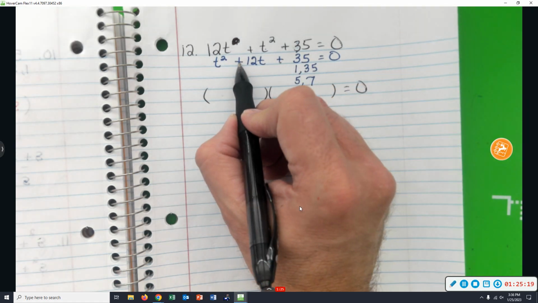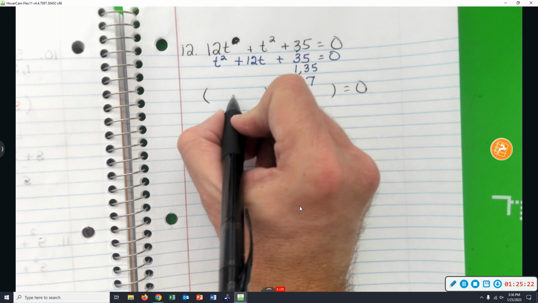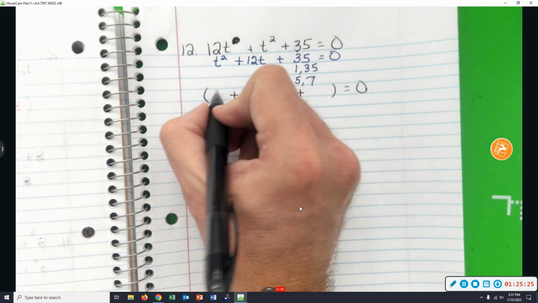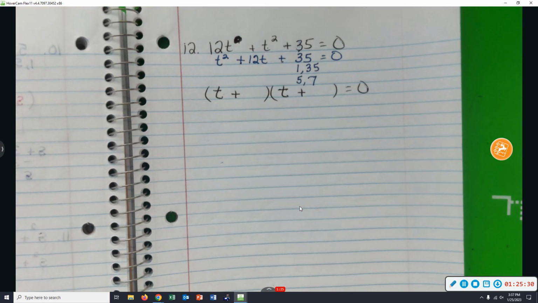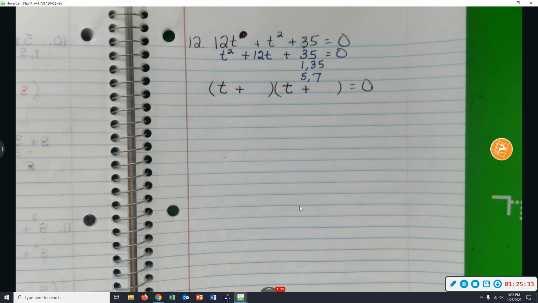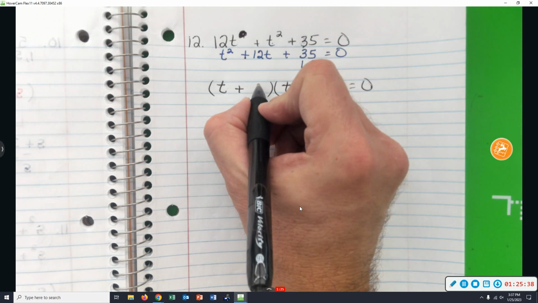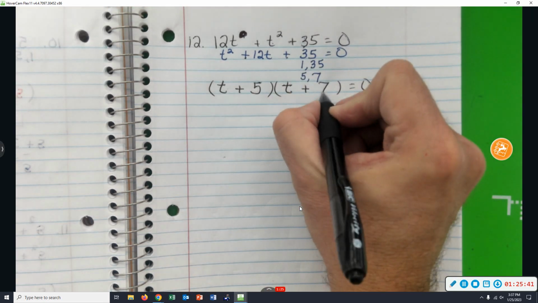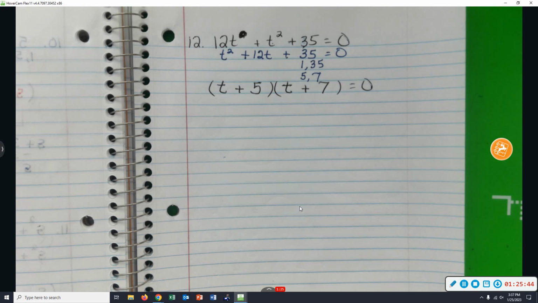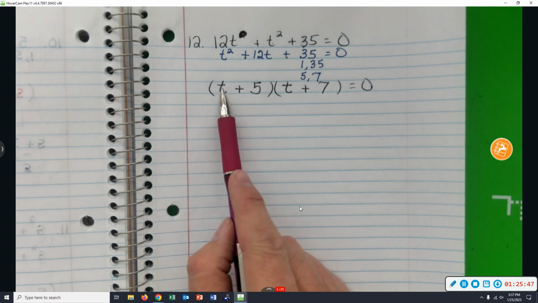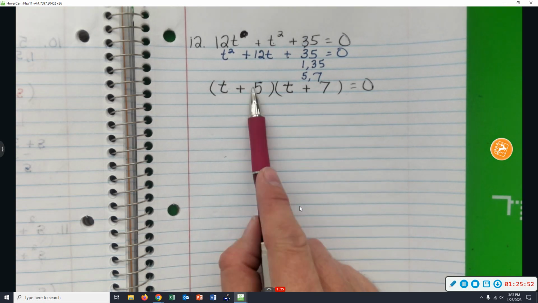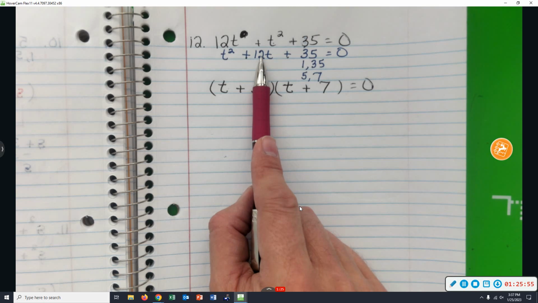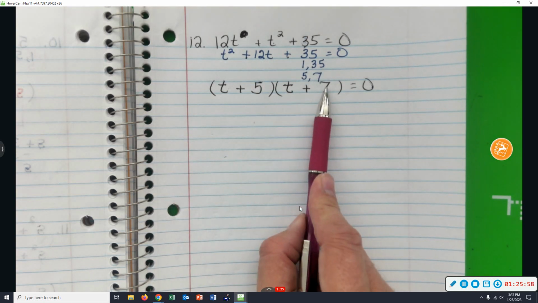Second sign is plus, so two of the first. You'll see how we don't have to worry about a number in those first positions. Just put t and t. 5 and 7. And could y'all FOIL that out and convince yourself I've done it right? Yes. It'd be t squared. Then we'd have a 7t and a 5t. That gives me the 12t. And then a plus 35.